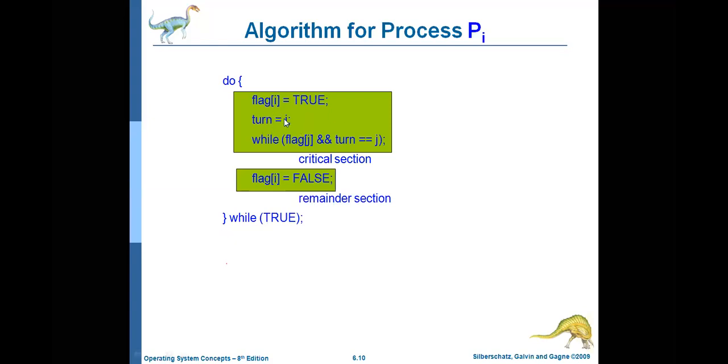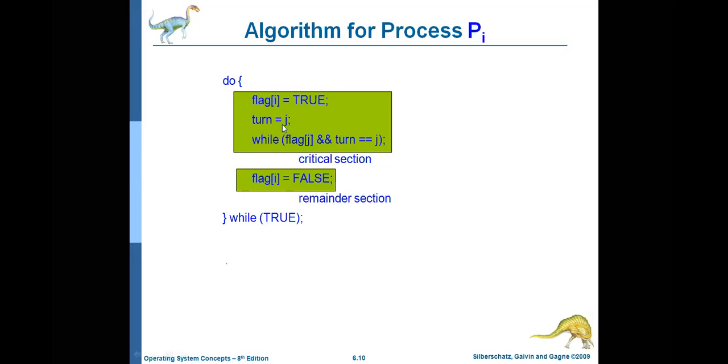Here the turn is for j and the flag of I equal to true. That means process I is willing to enter into the critical section. Flag of I equal to true means process I is willing to enter into the critical section. But whose turn is it? It is the turn of j. So whenever process I is willing to enter into the critical section, what need to be the values? Flag of I needs to be true and turn equal to I. Then only process I is allowed to enter into the critical section.